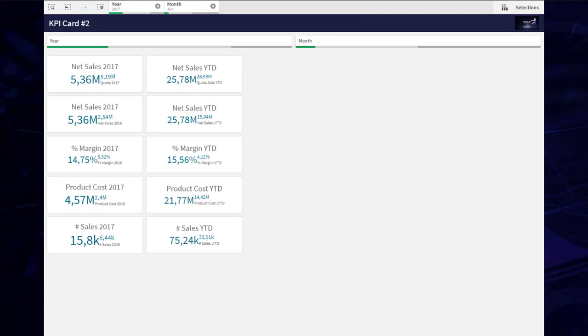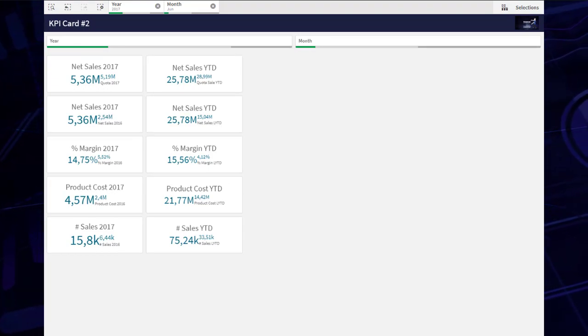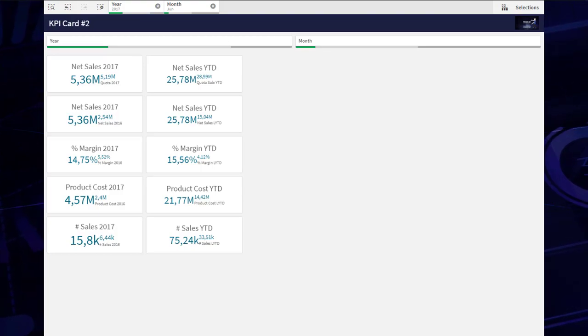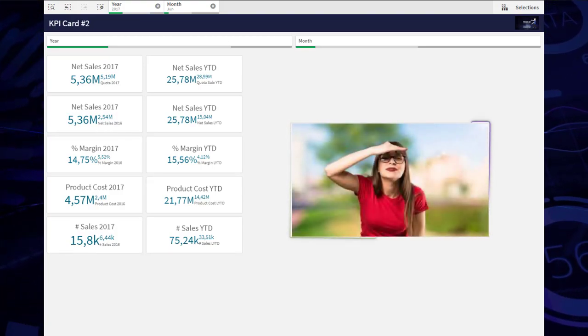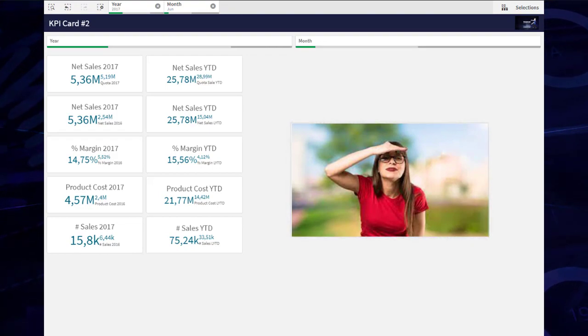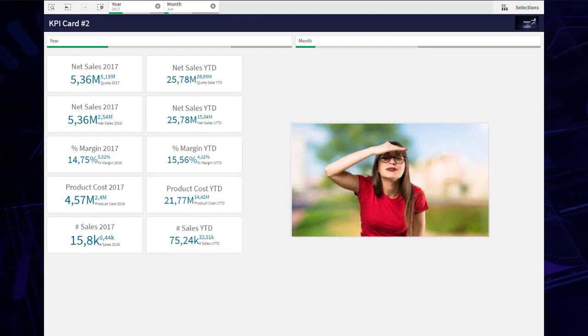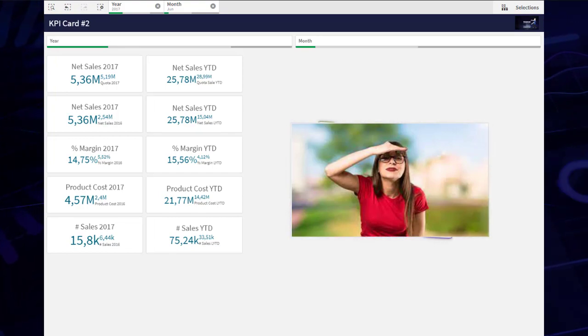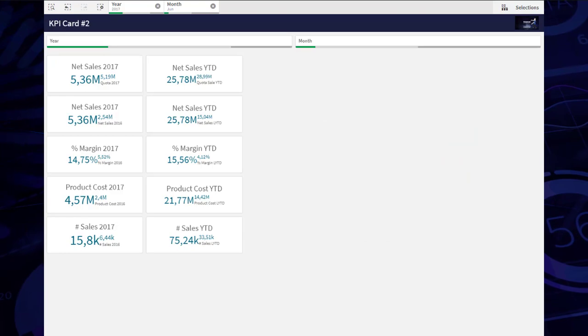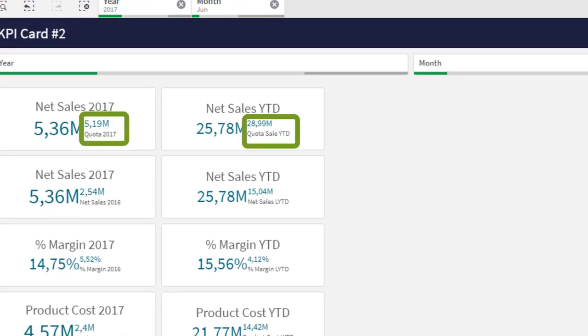Okay, we have a compass. It's not the best compass in the world, but it allows me to understand how close we are to our goals. Note that a comparison of sales against targets has been added. The other indicators are being compared with the previous year for the same period.